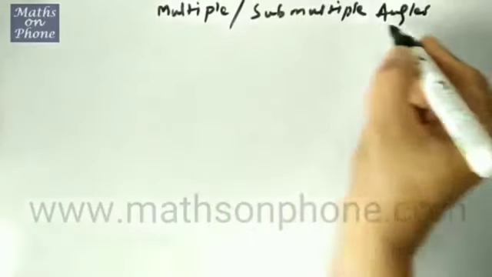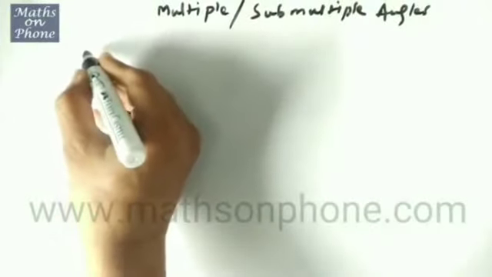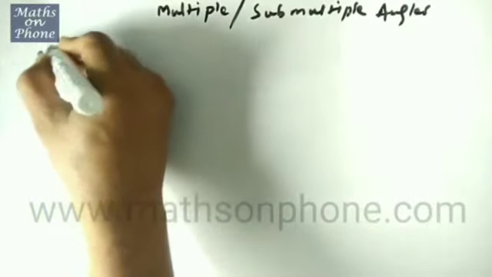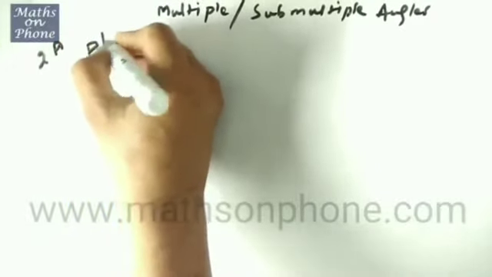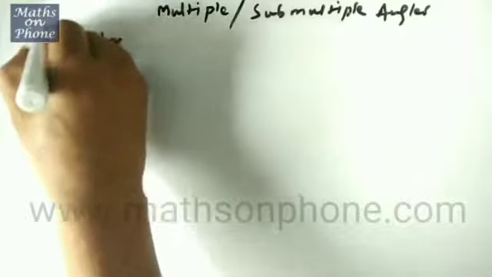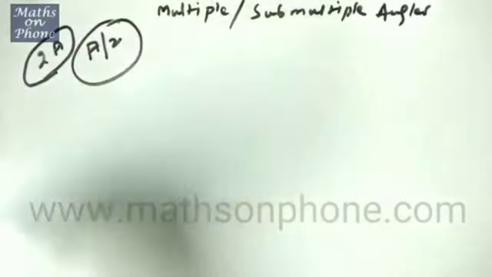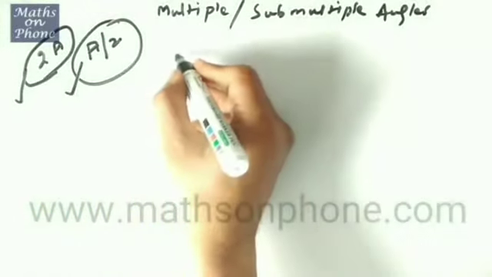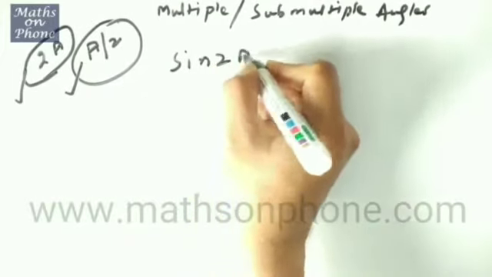Now we will see multiple and submultiple angles. We will start our journey from 2A. So today we will be mastering 2A and A by 2. We will just see how to deal with 2A and how to deal with A by 2. This is multiple angle, this is submultiple angle. So I am starting my journey with sine 2A.